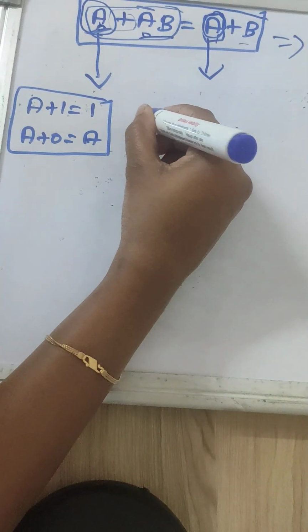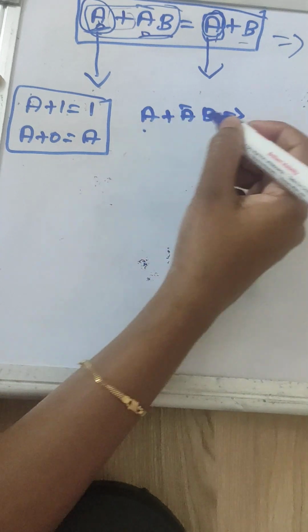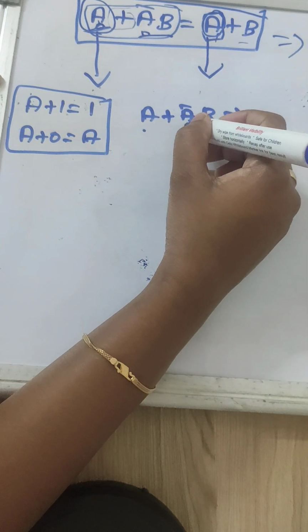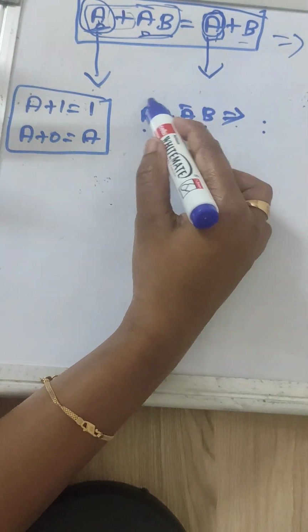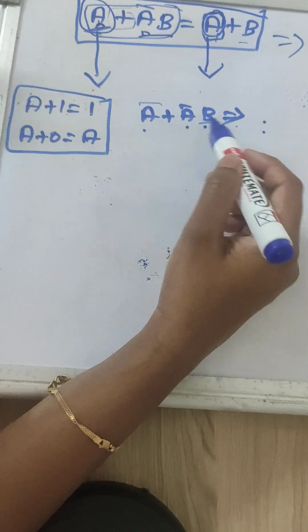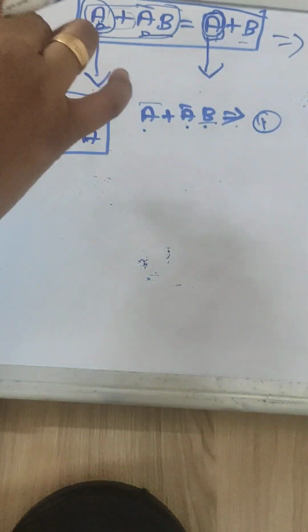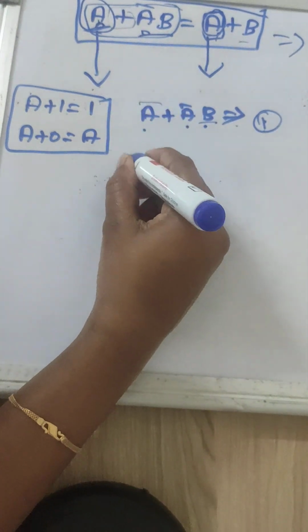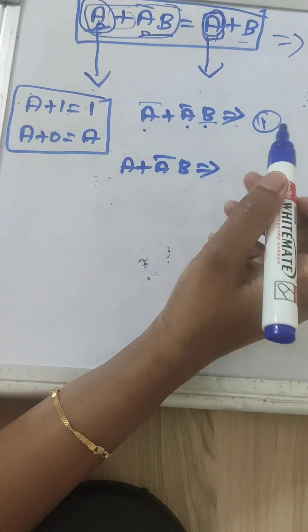So from this we can come to know that if A becomes high, the output will become high. If B becomes high, then A should be 0 to make the output high. Anyway, if A or B is high, any one of them, definitely our output will be high. Okay, so we'll prove this using the derivation. A plus A bar B. From the truth table, we come to know both are equal.